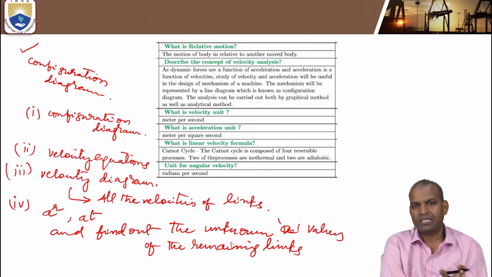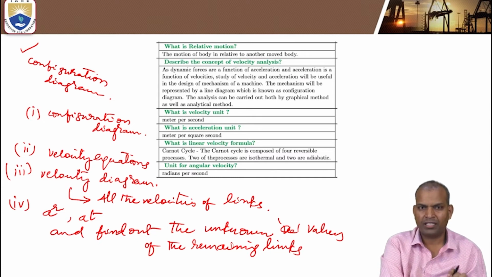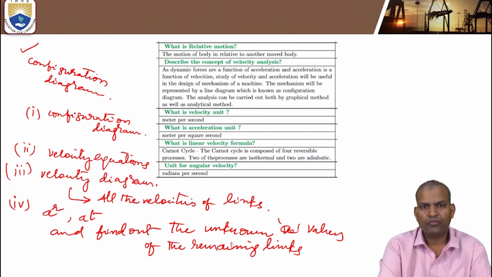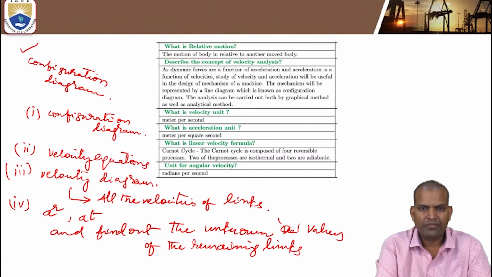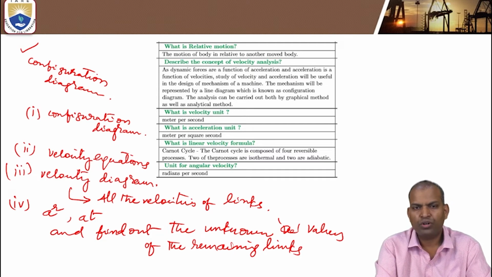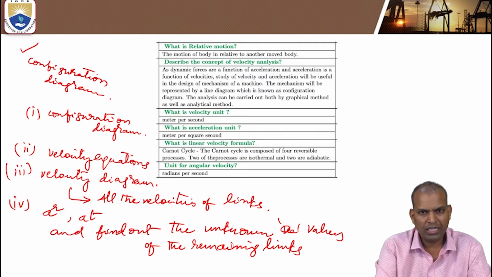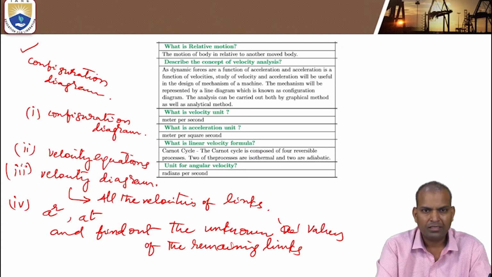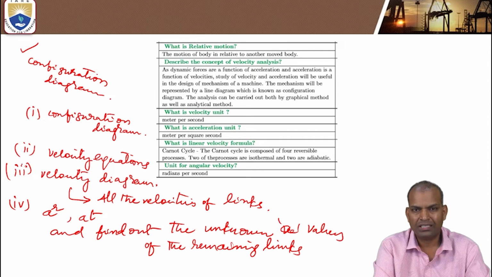What is important? The prerequisite for the acceleration diagram is the velocity diagram. So the velocity diagram we have to draw. But in velocity analysis, we need not do acceleration analysis. We will do only direct velocity analysis. But for doing acceleration analysis, we have to do velocity analysis first, then we can go for the acceleration. Otherwise, it is not possible. So for acceleration analysis, we need the velocity values of all the links.